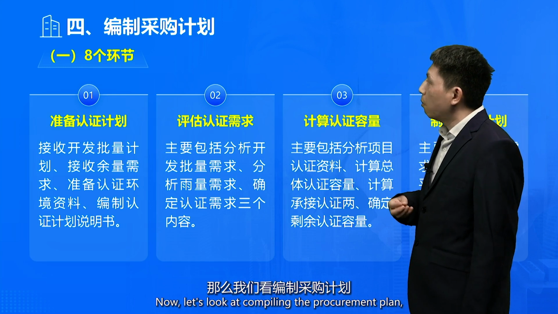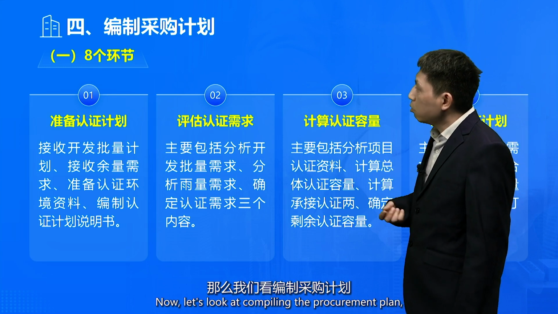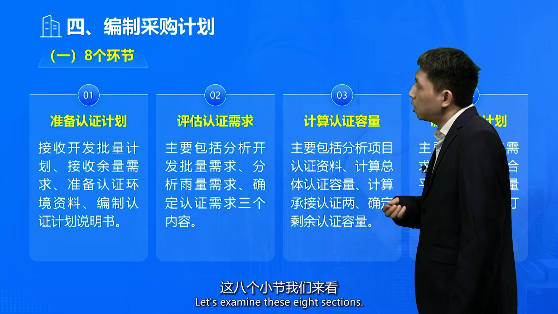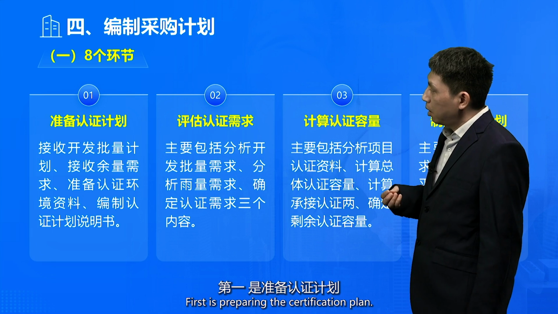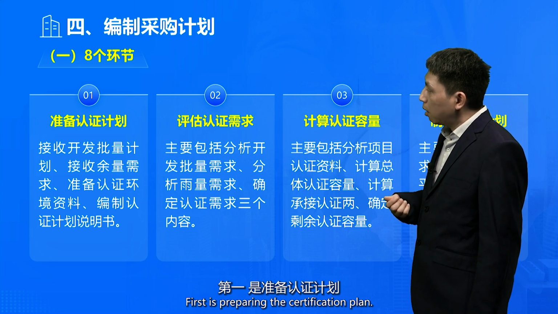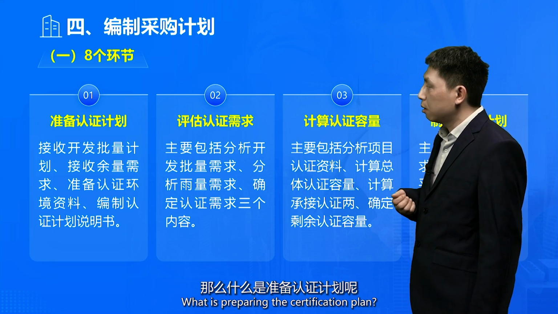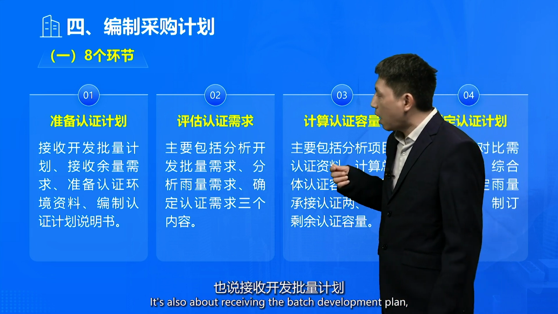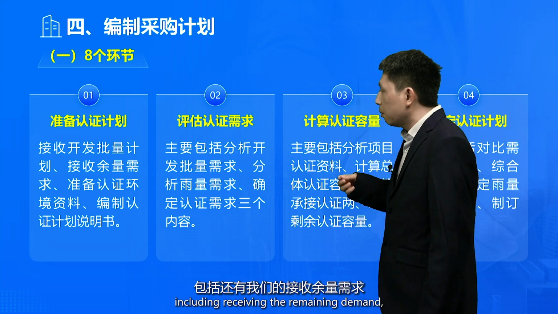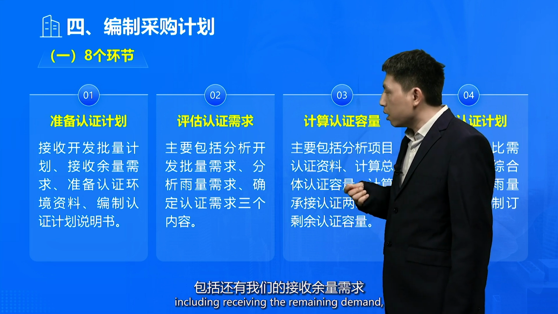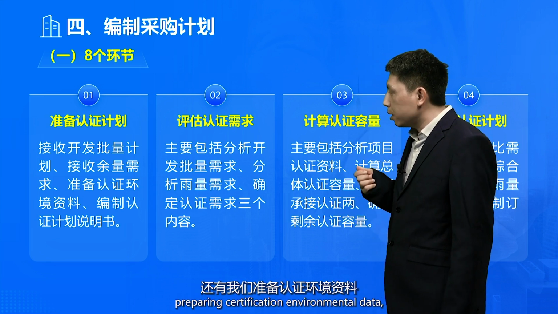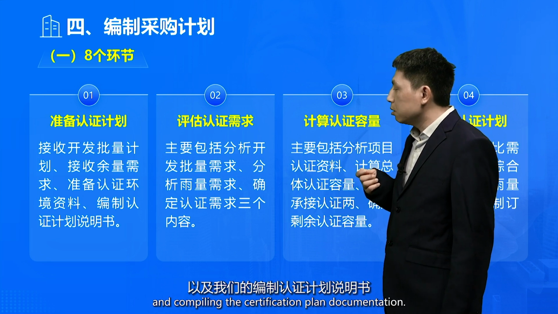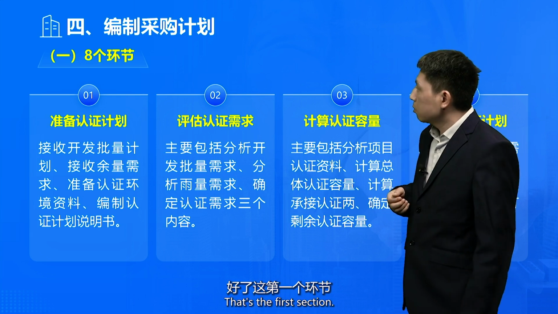Now, let's look at compiling the procurement plan, which is divided into 8 sections. Let's examine these 8 sections. First is preparing the certification plan. What is preparing the certification plan? It's also about receiving the batch development plan, including receiving the remaining demand, preparing certification environmental data, and compiling the certification plan documentation. That's the first section.